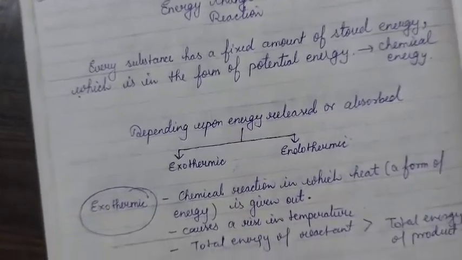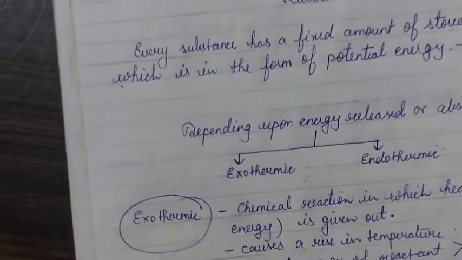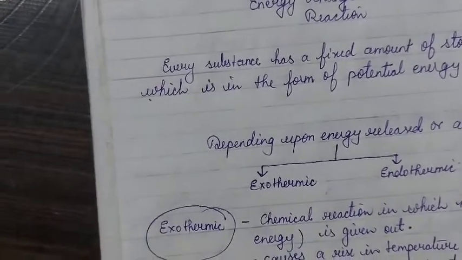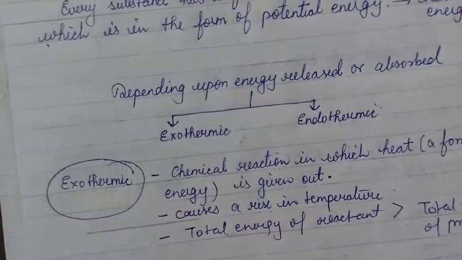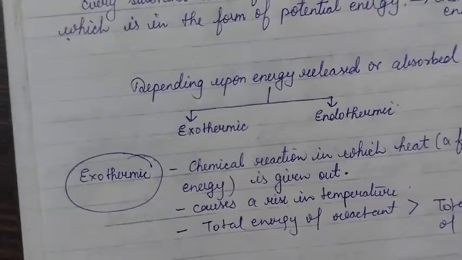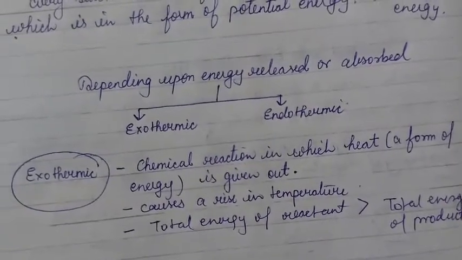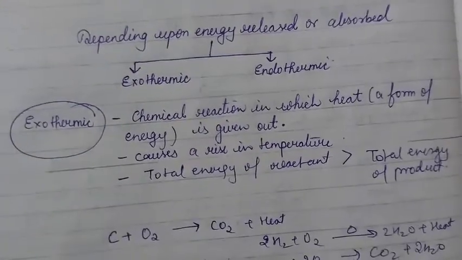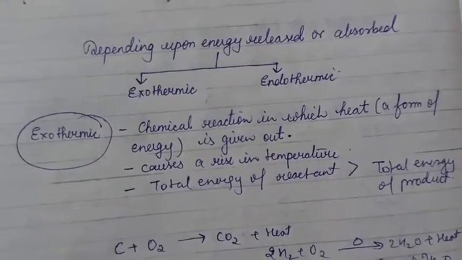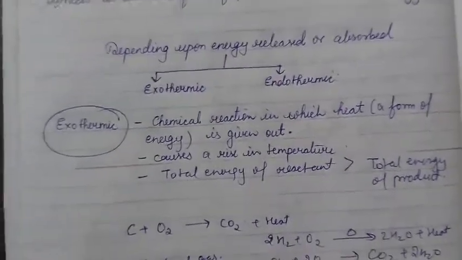So depending upon the energy released or absorbed, there are two types of reactions. One is the exothermic reaction and the second one is the endothermic reaction. Exo means exit, meaning the energy is given out. Endo means energy is being taken in, meaning absorbed. So an exothermic reaction is a chemical reaction in which heat, or any form of energy, is given out.